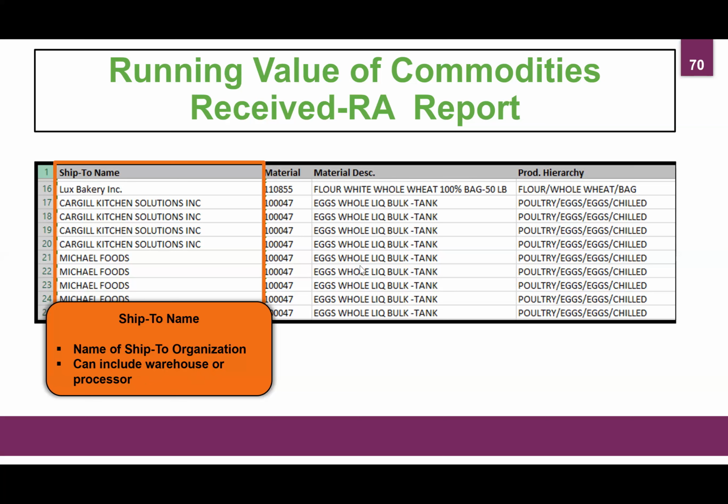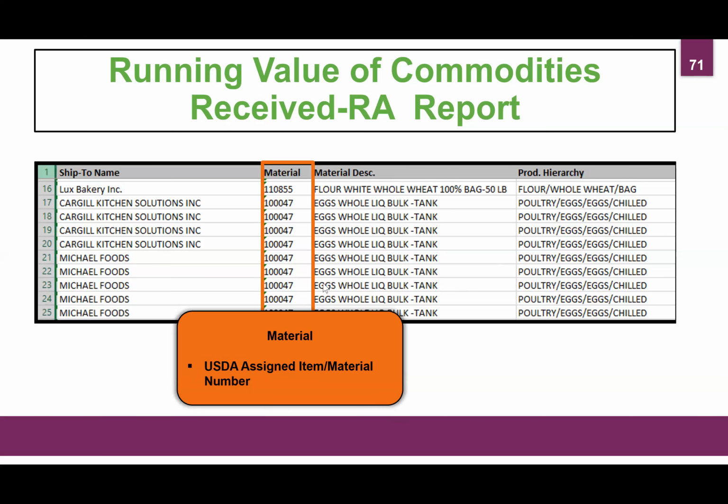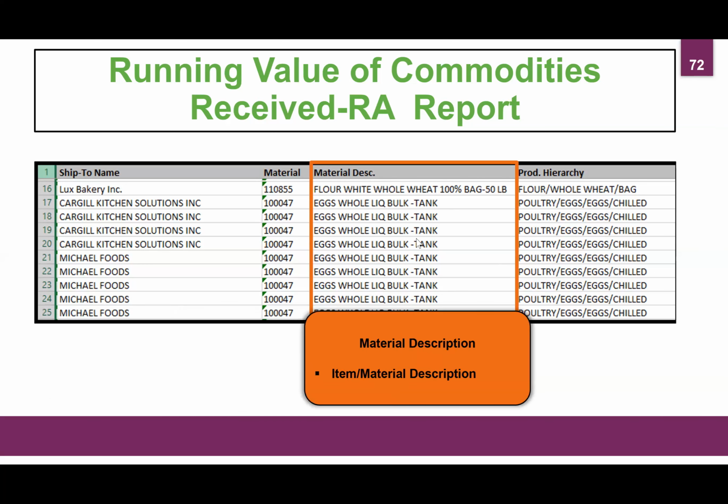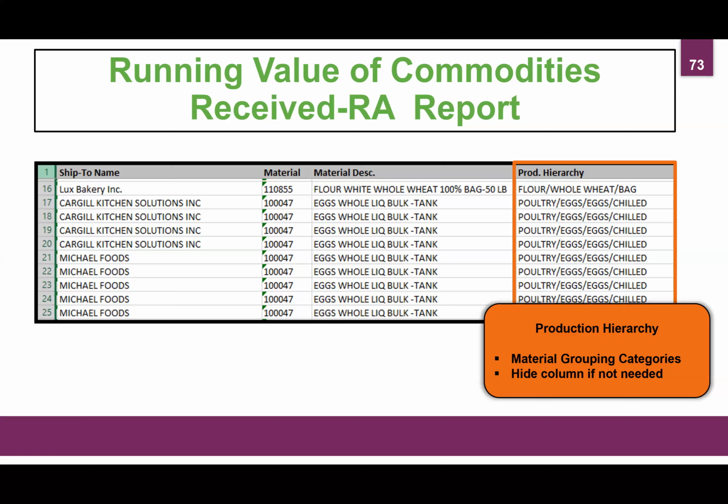So again, y'all can see the material description and then the product hierarchy of how they wanted to put that there. Remember that material number is going to be assigned by USDA. And then you'll see the material description. So they have flour, white, whole wheat. It's a 50-pound bag. They have eggs that are whole, that's liquid in bulk, in a tank. And then over to the right, you see the product hierarchy. So they put the flour and then poultry and eggs. Chilled falls below that. Okay. So again, this is another column that you can hide that is not needed.